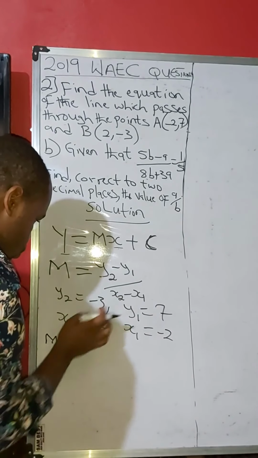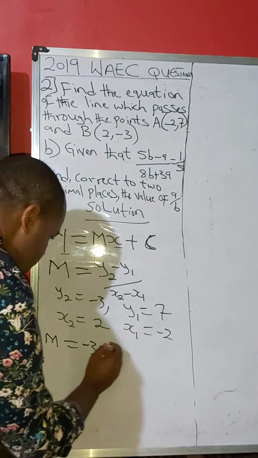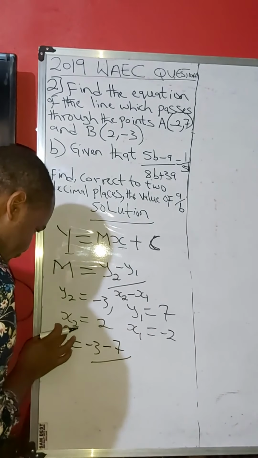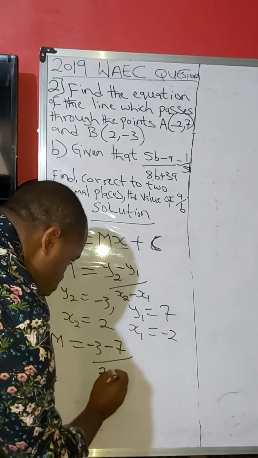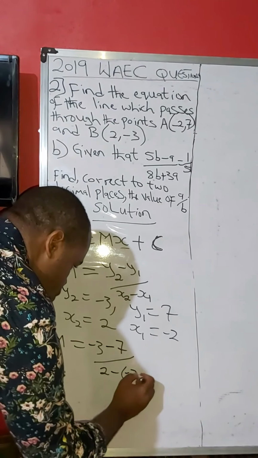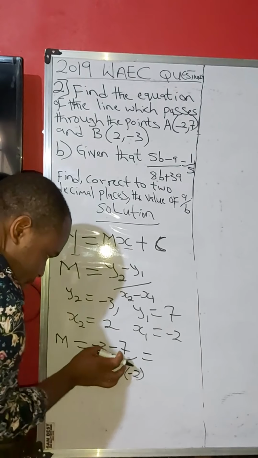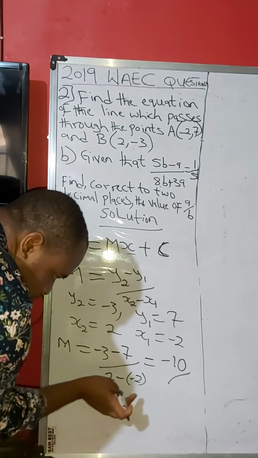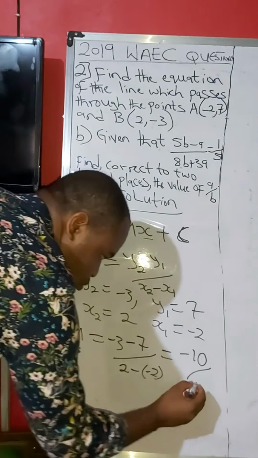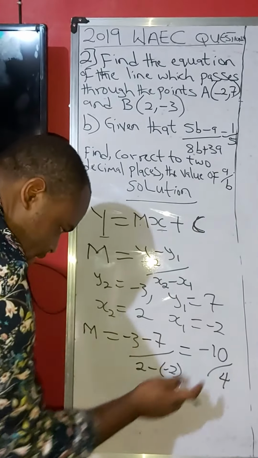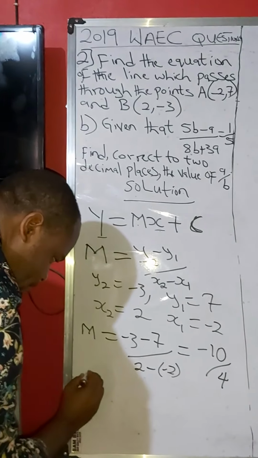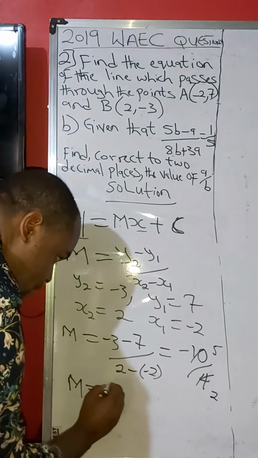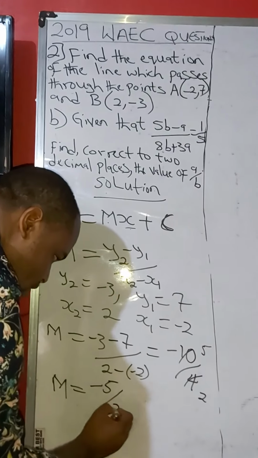My m will be equal to y2, which is -3, minus my y1, which is 7, all over my x2, which is 2, minus my x1, which is -2. So I'll be having -3 minus 7 is -10, all over 2 minus -2, which is plus. 2 plus 2 is 4. We can simplify this further. So my m will be equal to, 2 can go here, 2 can go here, 5. So my m is -5/2.